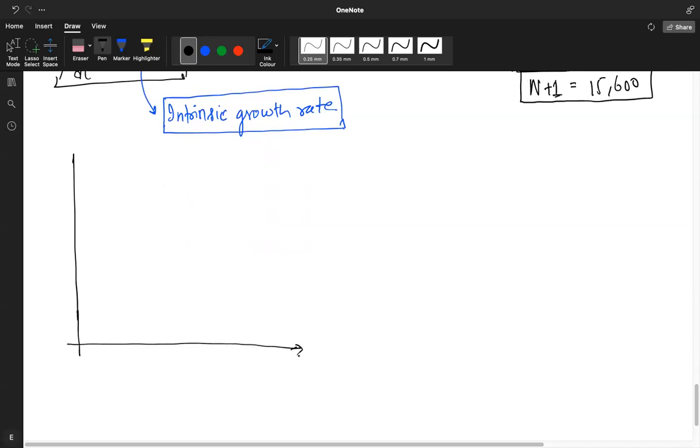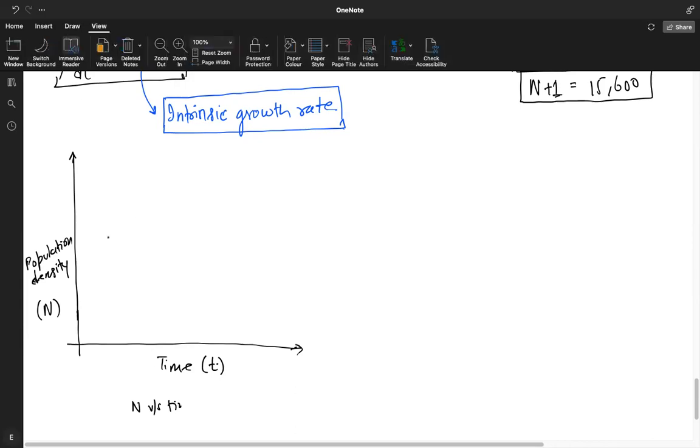Let's say we make a graph of this population growth, which is an exponential growth. What will be on the y-axis? N, right? What is N? Population density, correct? And what should be on the x-axis? Time. This is called the N versus T graph. Population density versus time graph.